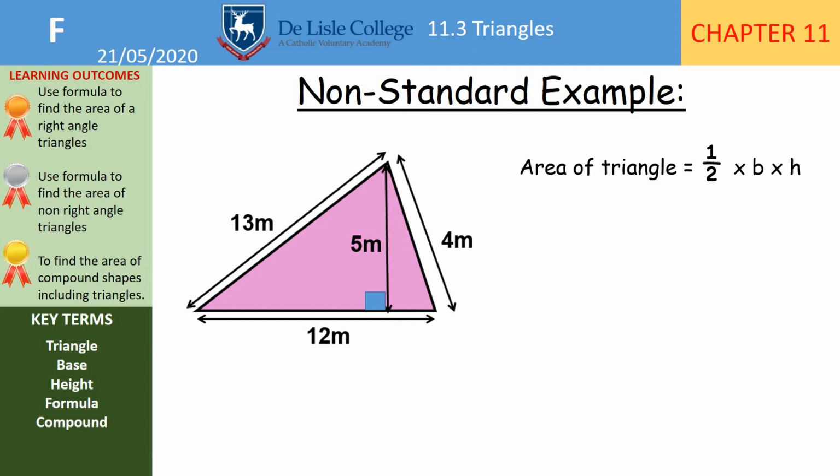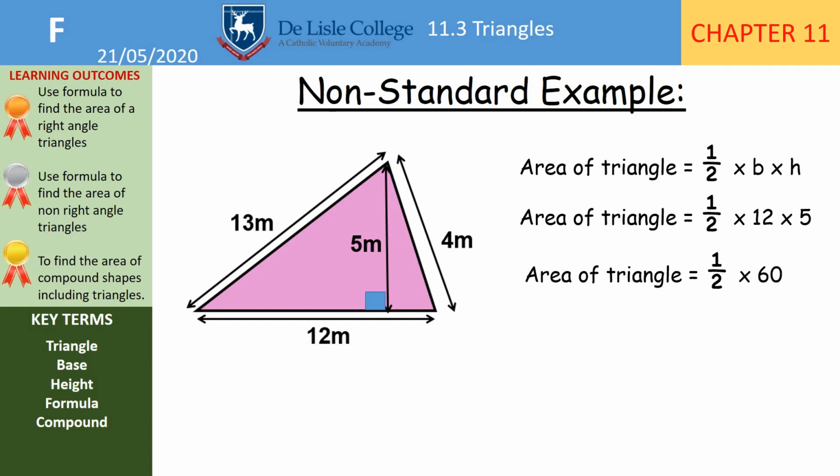It's got to be measured at right angles, so therefore the height must be the 5. So it's a half of 12 times 5. You can work out the half of 12 first as 6, and 6 times 5 is 30. Or, as we seem to have been doing, you've got 12 times 5 is 60, and half of 60 is 30 metres squared this time.